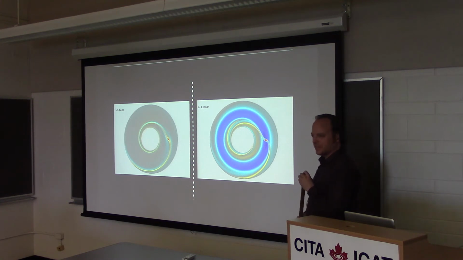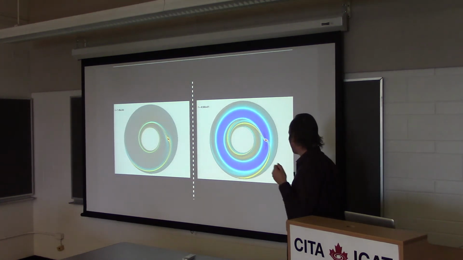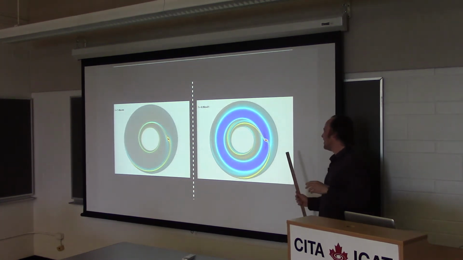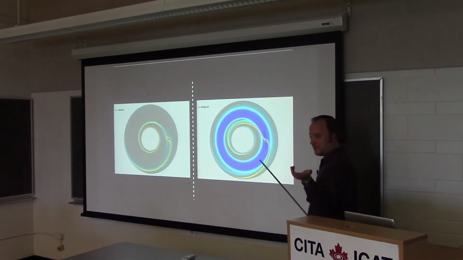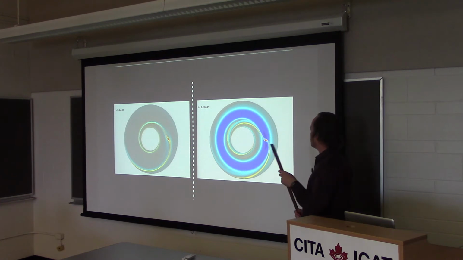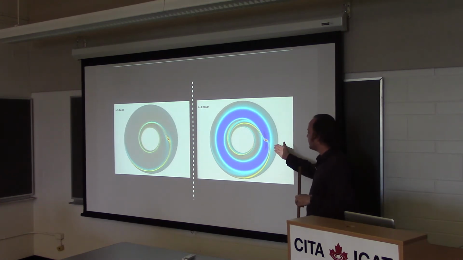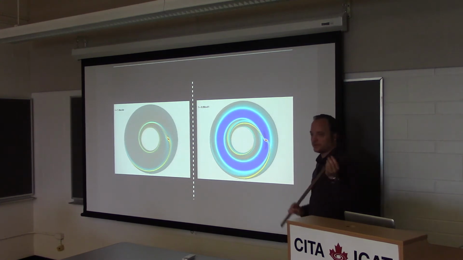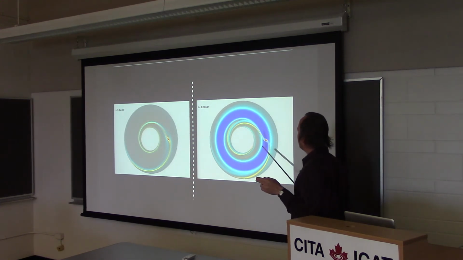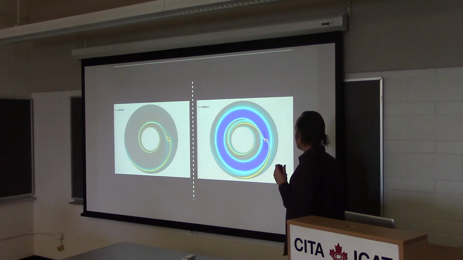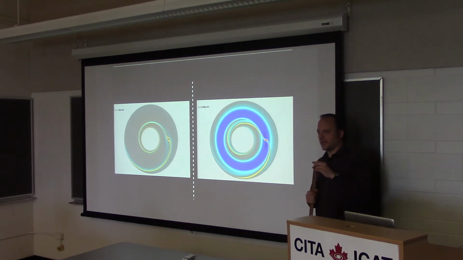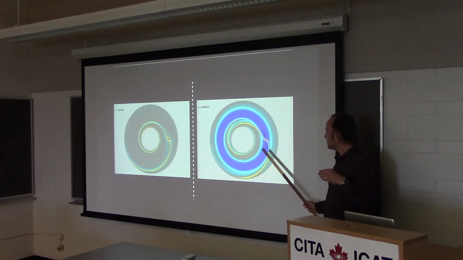I don't know if I have to, in this room, should I justify why gap opening is important? I will, anyway. It's important for a whole bunch of reasons. For theorists, it's important because this should change things like the gravitational torques felt by the planet, and so therefore it changes the migration rate of the planet. It should also affect the accretion rate on the planet because there's not as much gas in the vicinity of the planet.